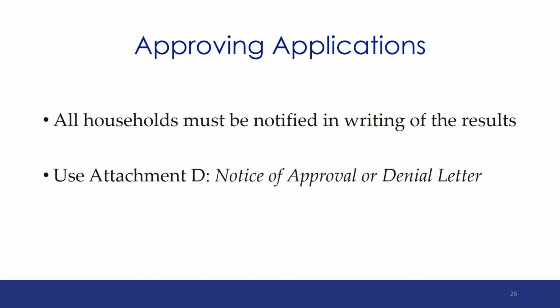Once an application has been reviewed, every household that applies must be notified in writing of the results. Nutrition Services has one approval denial letter, which is attachment D, that can be used to notify households who applied with either a meal application or were directly certified.